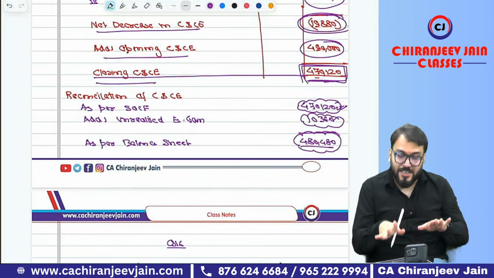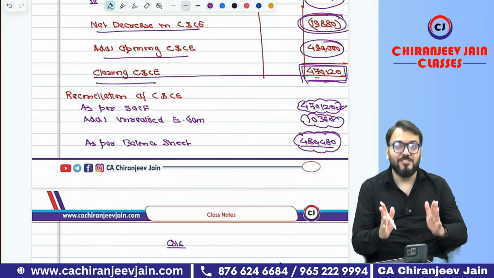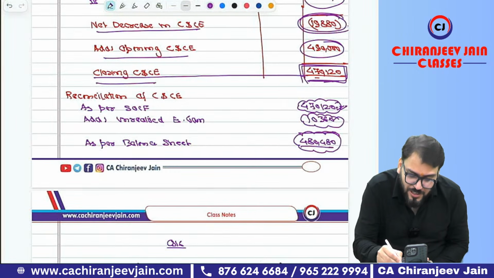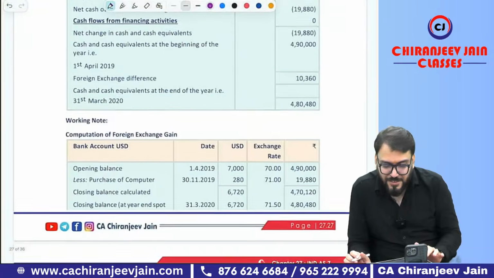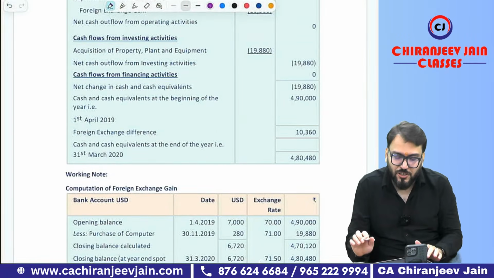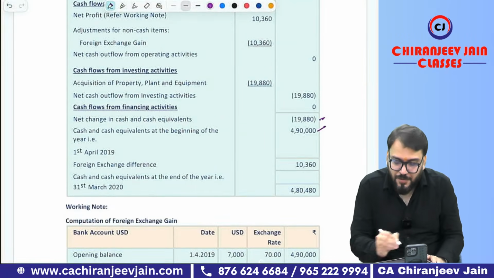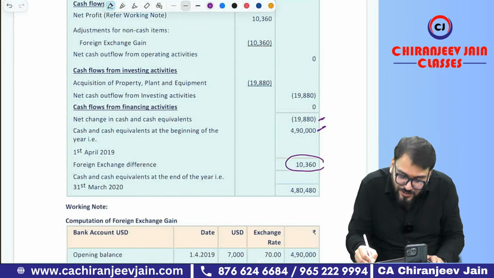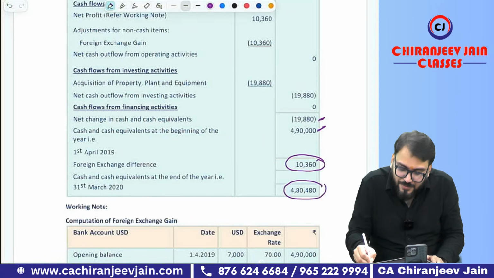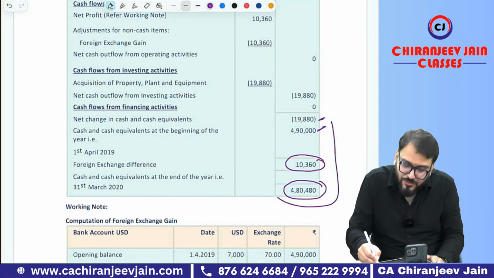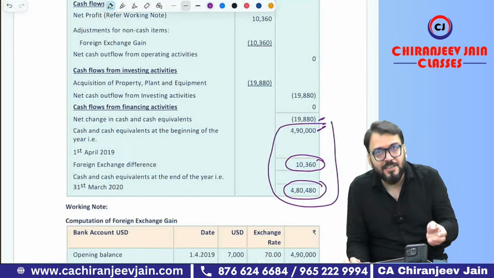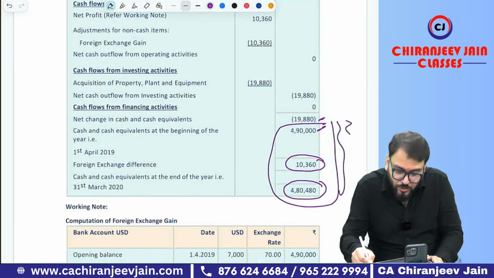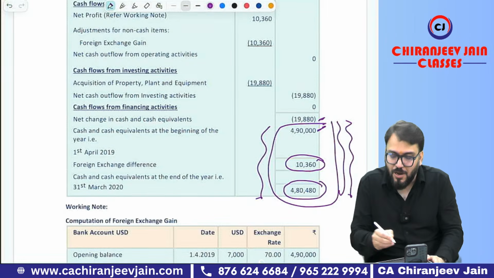This is also a very good question. It is totally based on concept. If you don't know the concept, then you can't do it. But in your solution, I don't understand why they have done it this way. Up to this point, ICAI's solution and I are the same, but they have added 10,360 here only, and then they have done the reconciliation in the cash flow statement only. But reconciliation is a part of disclosure, correct? If you want to follow your ICAI solution, you can follow it.